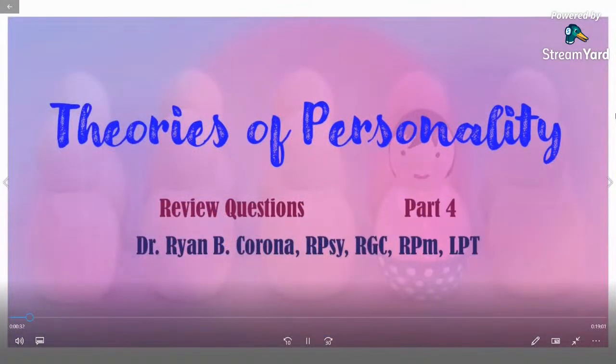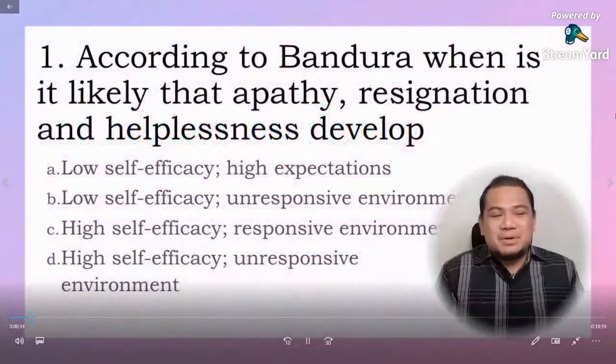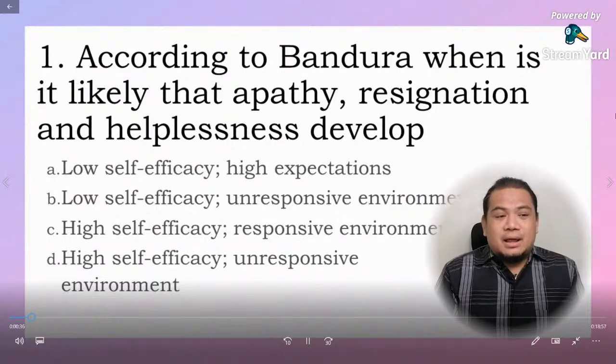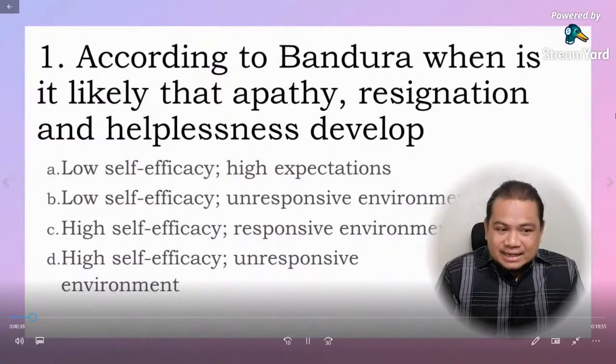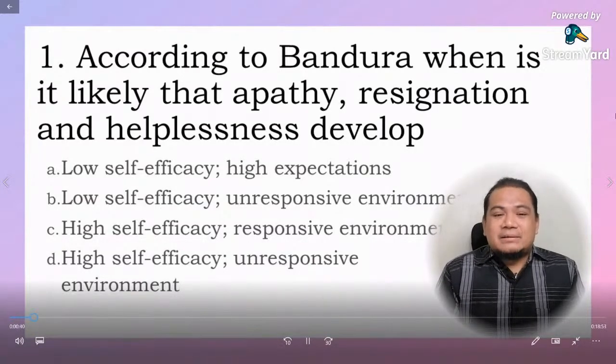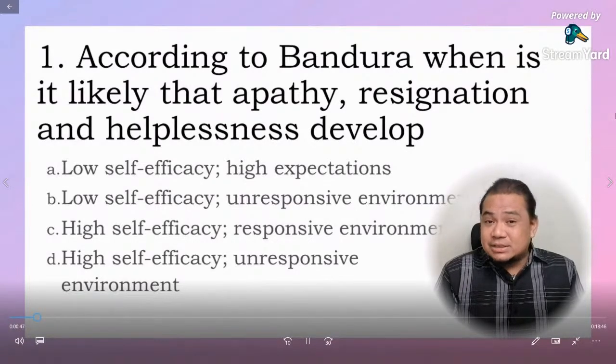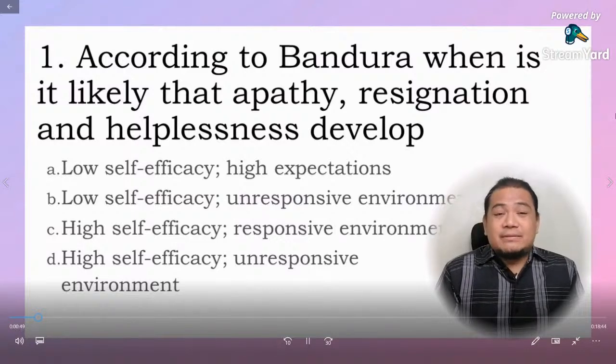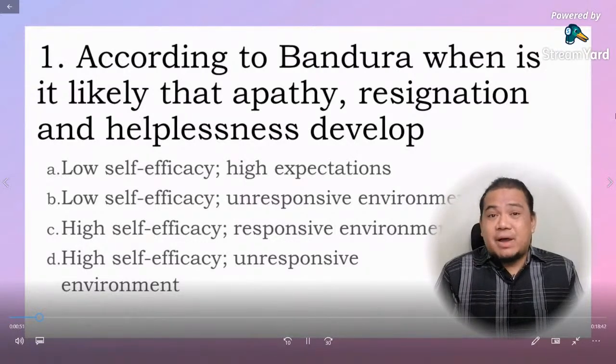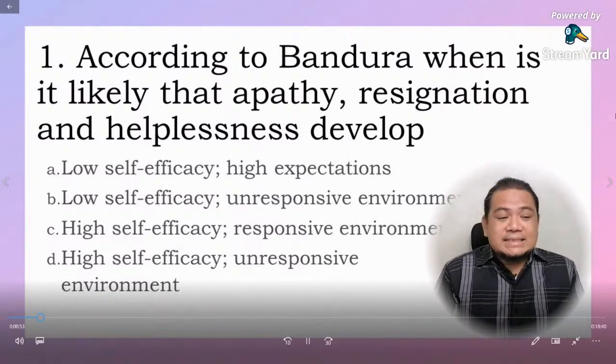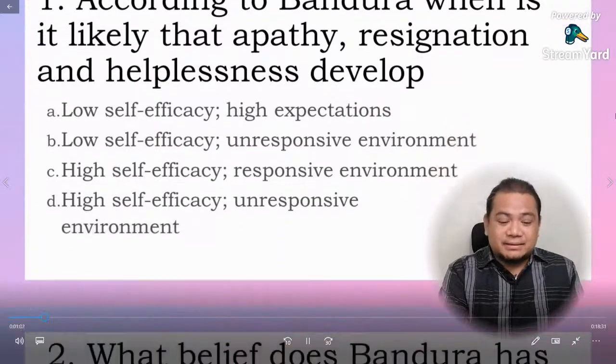Theories of Personality review questions. Number 1. According to Bandura, when is it likely that apathy, resignation, and helplessness develop? Is it A, low efficacy, high expectations? B, low efficacy, unresponsive environment? C, high self-efficacy, responsive environment? Or D, high self-efficacy, unresponsive environment?